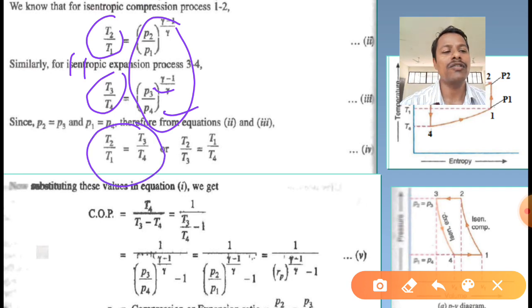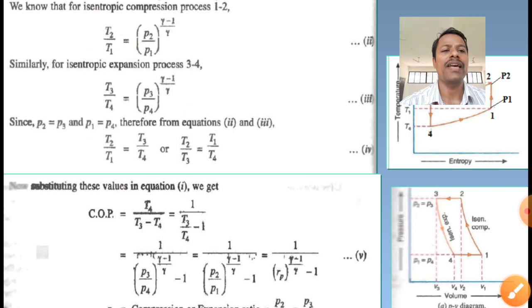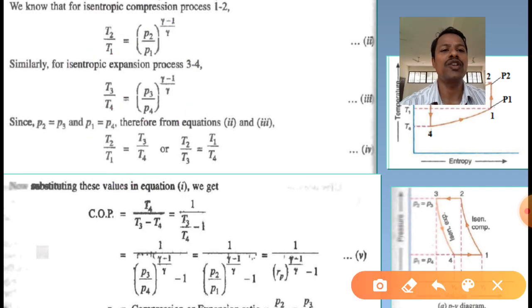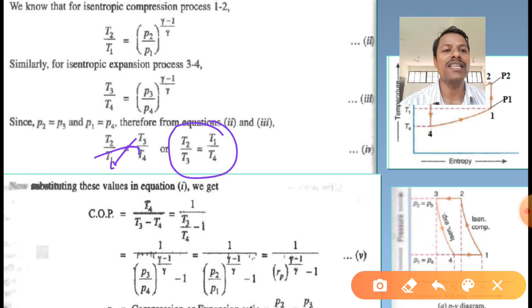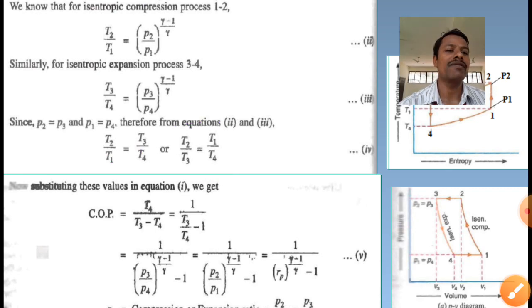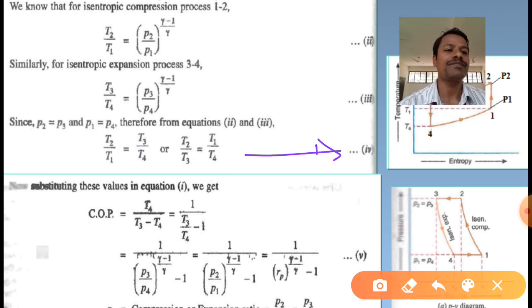Then, according to simple algebra, I can rearrange this. T3 I am bringing here, and T1 I am taking above. So I can rearrange this as T2 upon T3 is equal to T1 upon T4. I am calling this equation number 4.